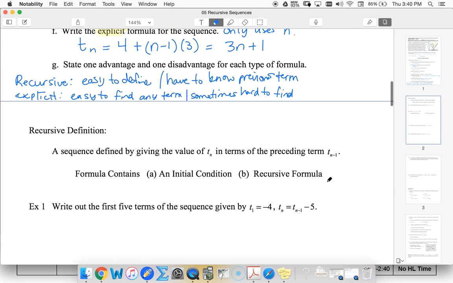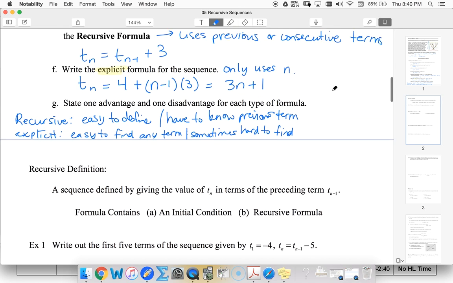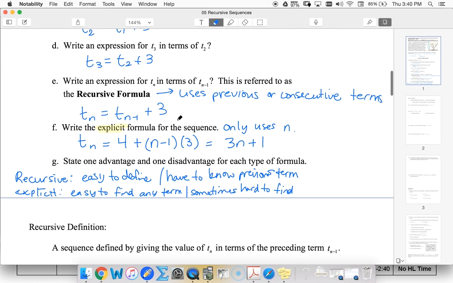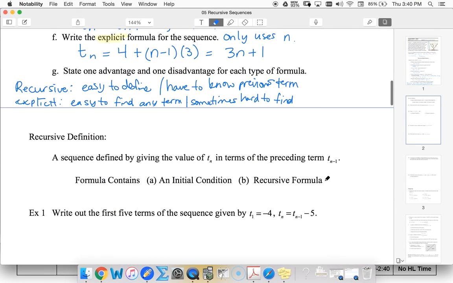So here's our formal definition of recursive. It's a sequence defined by giving the value of Tn in terms of the preceding term. We have to state the initial condition. So here I needed to state that my T1 was equal to 4. Because it's defined in terms of the preceding term, we have to know where it starts.